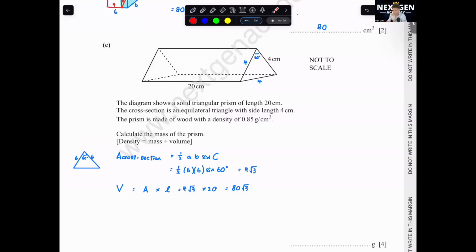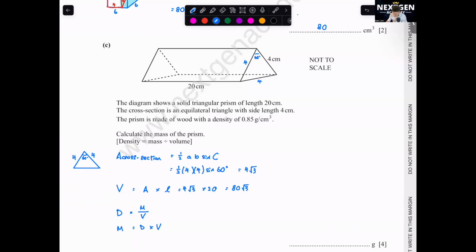Now we put it into here. Density equals mass over volume. They want us to find mass. So mass is equal to, oh sorry, area, I copied wrong already. It's 4. My bad. The answer is correct, I just copied wrong. Mass is equal to density times volume. Thanks, Ariel.